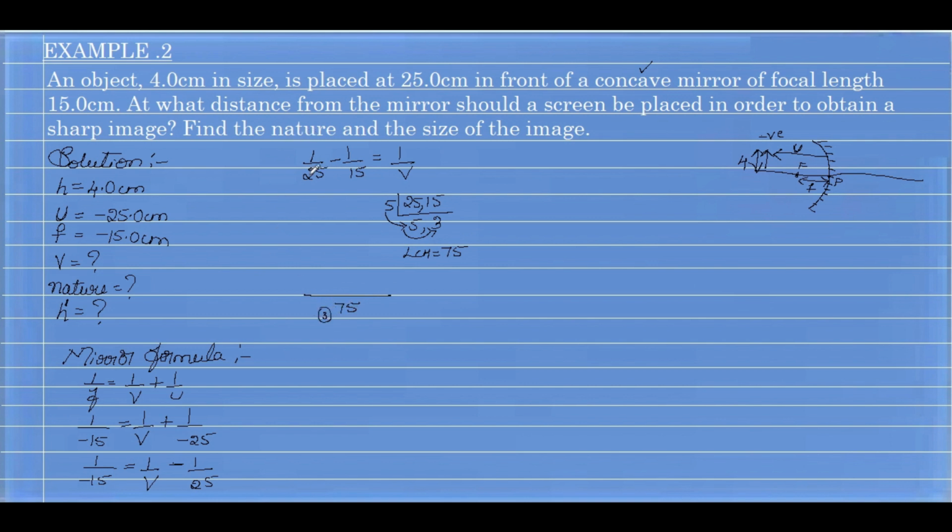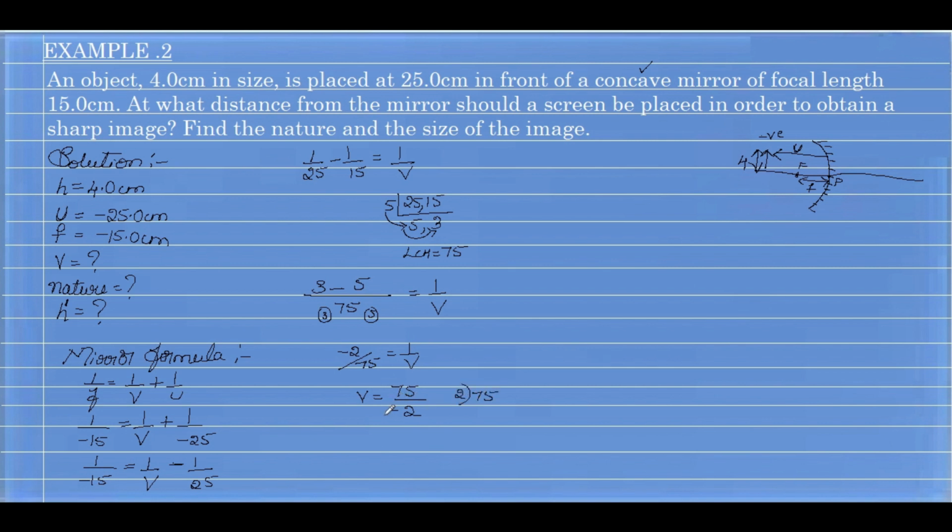So first we need to divide the LCM by the denominator, and multiply the quotient with the numerator. Okay, so 25 3s are 75, 3 into 1 is 3. Minus 15 5s are 75, 5 into 1 is 5, is equal to 1 by v. Here 3 minus 5 is minus 2, divided by 75, is equal to 1 by v. So we can write it as v is equal to 75 divided by minus 2. So we can divide it now.